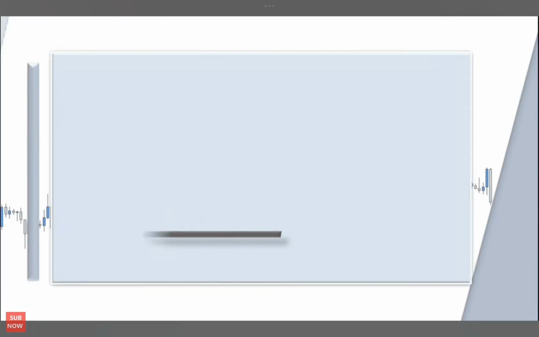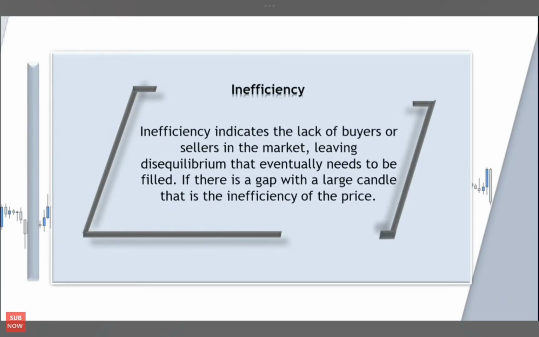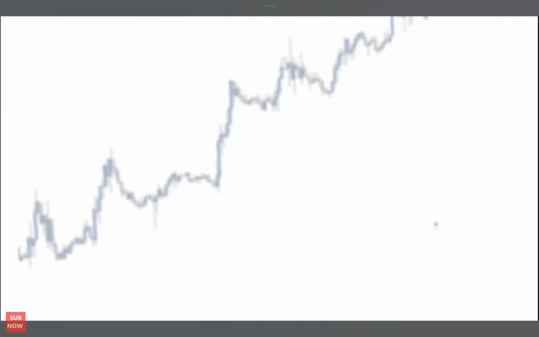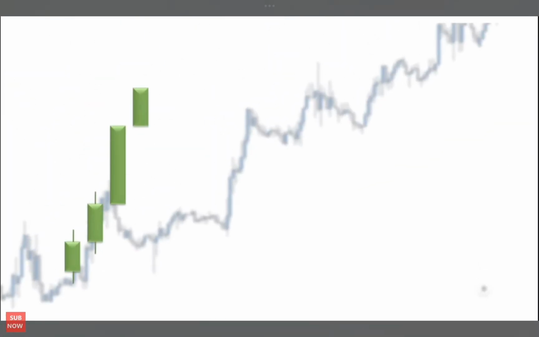The fifth principle is inefficiency. Inefficiency indicates the lack of buyers or sellers in the market, leaving a disequilibrium that eventually needs to be filled. If there is a gap with a large candle, that is the inefficiency of the price, in price action. As you can see from the left corner, there is a gap between the candles, and the price tends to come back and retest that area and fill the gap.